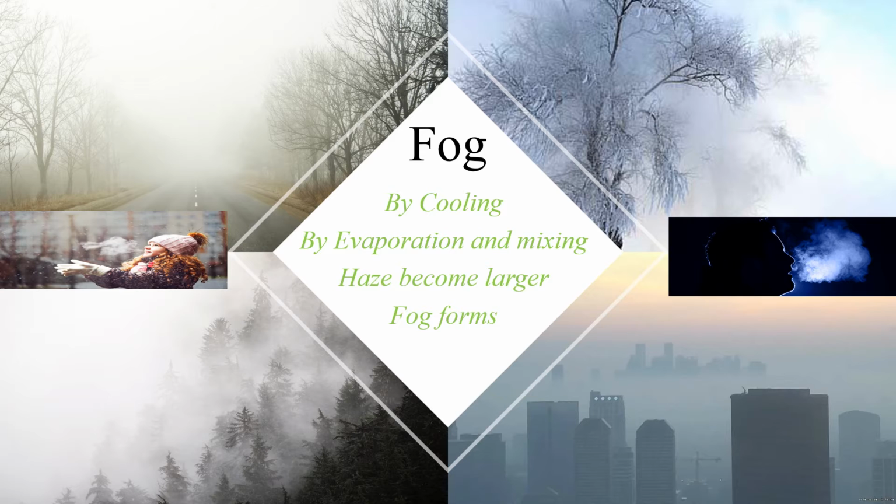The increasing size and concentration of droplets further restrict our visibility. When the visibility lowers to less than 1 kilometer and the air is wet with countless millions of tiny floating water droplets, the wet haze becomes a cloud resting near the ground. And this situation we call fog.